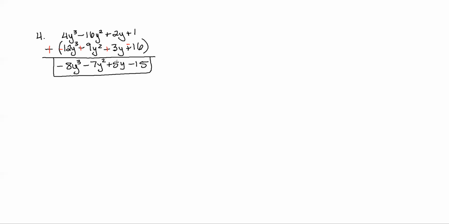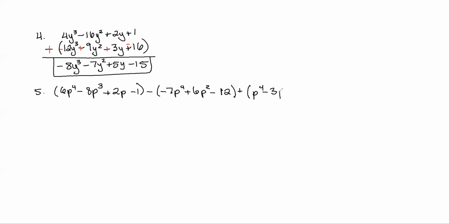Okay, let's go ahead and try one more. This one's just a little bit longer. So this one we're given, in parentheses, 6p to the 4th minus 8p cubed plus 2p minus 1, minus negative 7p to the 4th plus 6p squared minus 12, plus p to the 4th minus 3p plus 8.